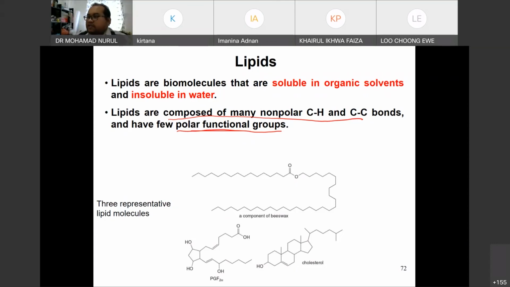For example, the easiest example here is the component in beeswax. They have a huge number of non-polar bonds, but they have only these functional groups. They can make hydrogen bonding, but not much compared to the van der Waals. Another example is cholesterol. They have a huge non-polar part, and this one is only OH for the polar part. It means they are only soluble in non-polar solvents, organic solvents in general.